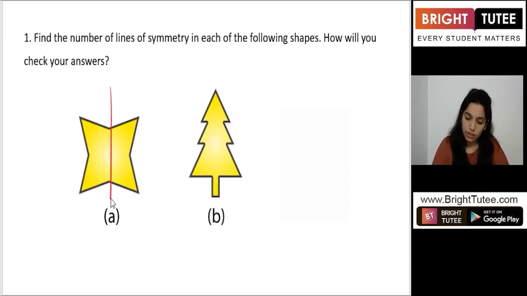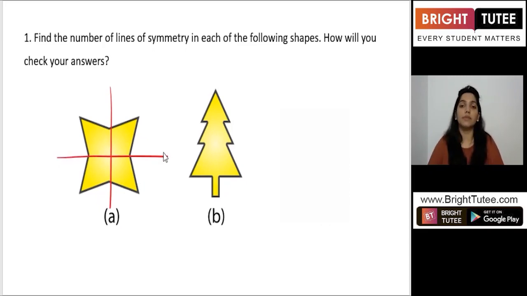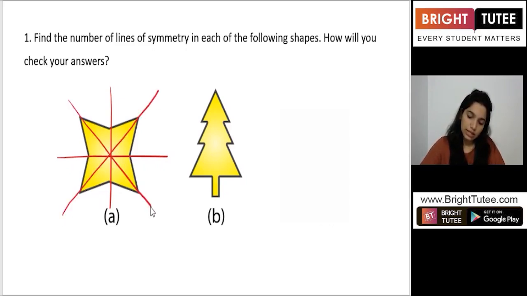So in the first one here, this is a line of symmetry. Here, this is a line of symmetry. Is that right? Now, I can even draw this as a line of symmetry and this as a line of symmetry as well. So I can see that there are a total of 4 lines of symmetry possible in this particular figure A.